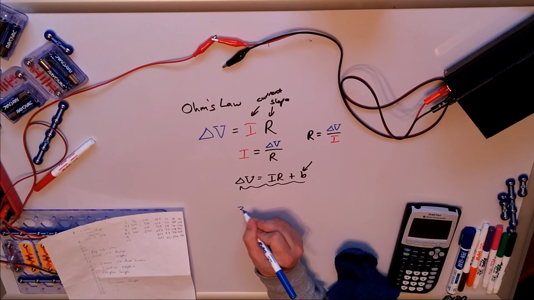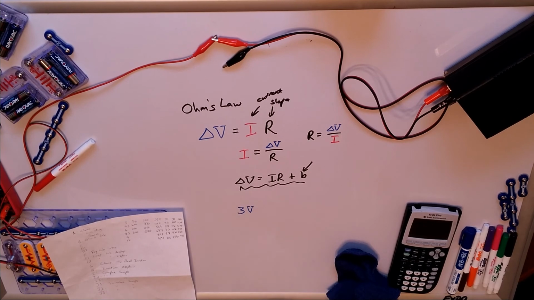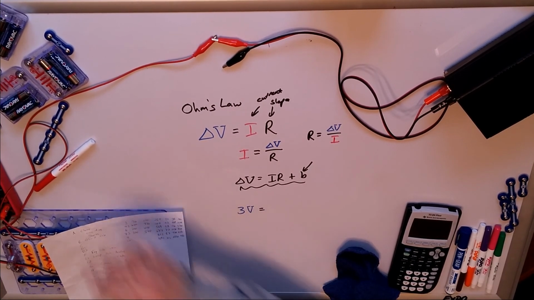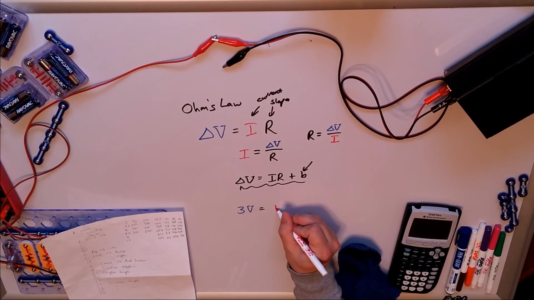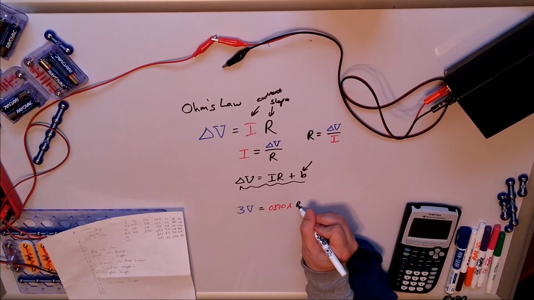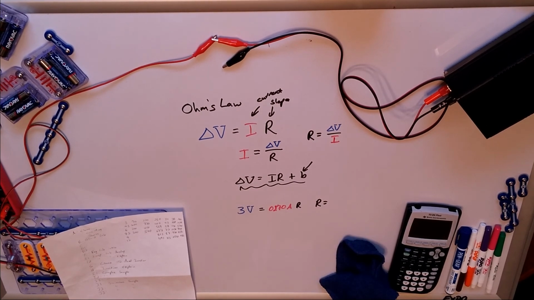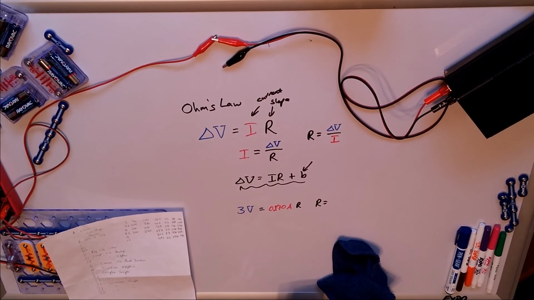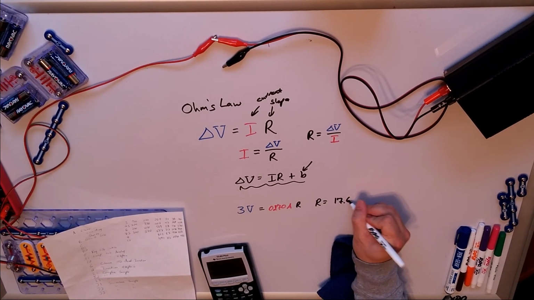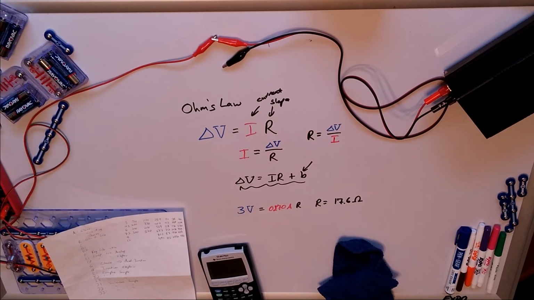That being said, we said that delta V was 3 volts, and that's going to be equal to our current, which for our light bulb was 0.170 amp, times our resistance. So for the light bulb, Ohm's law would predict that its resistance would be 3 divided by 0.170. We end up with about 17.6 ohms, which is very different than the slope of that line.